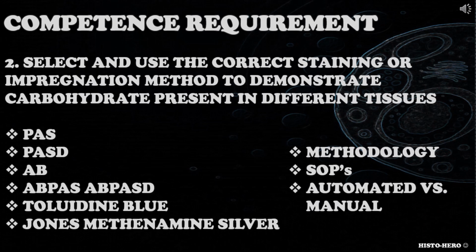The second competence requirement is to select and use the correct staining or impregnation method to demonstrate carbohydrate present in different tissues. Candidates should be able to correctly select and perform relevant staining and impregnation methods. Does the candidate select and use correct staining methods to demonstrate carbohydrates? Do they follow local protocols and SOPs?